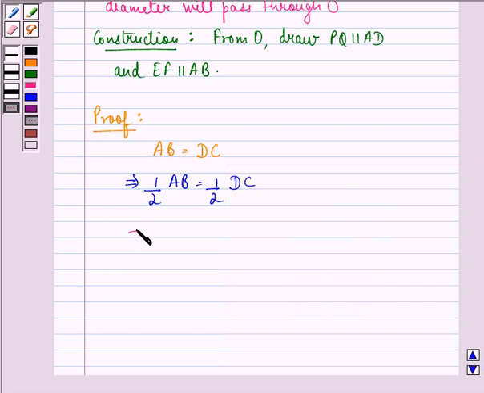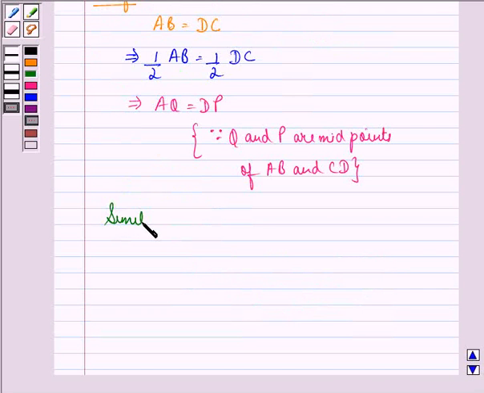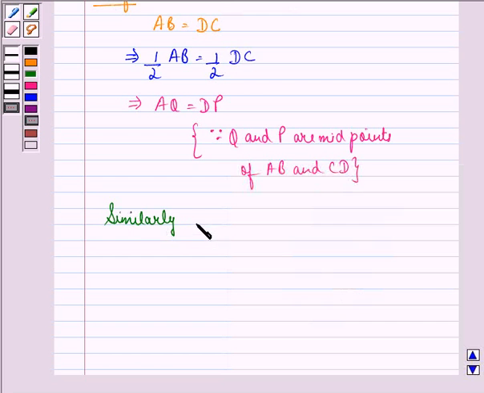So we have AQ is equal to DP, because Q and P are midpoints of AB and CD. Now, similarly, we can say that AE is equal to OQ. So AE is equal to OQ, and this implies that AQ is equal to OQ is equal to QB.